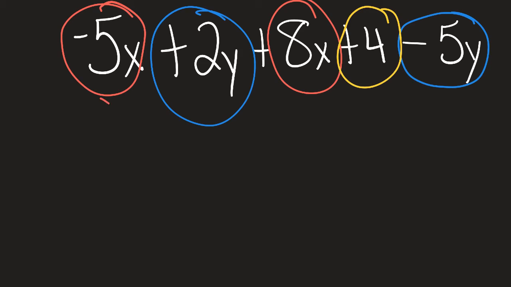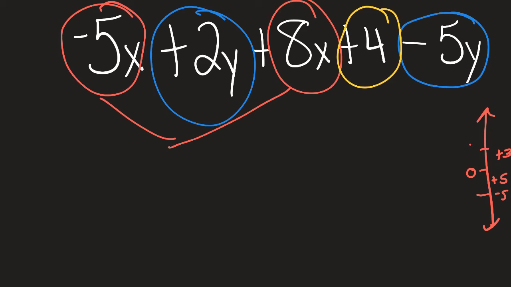So then let's connect our like terms. So we have negative 5x plus a positive 8x. Once again, think about that number line. If you're at negative 5, to get to 0, you would have to go up 5. And then you still have 3 more to go up, so you'll end up at positive 3. So this would be 3x. Another way to think of it is you can flip and say, 8x minus 5x also works.